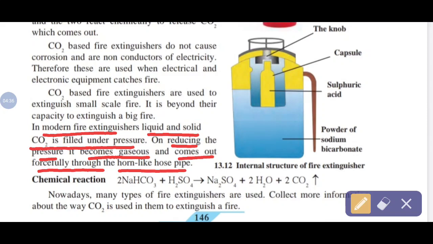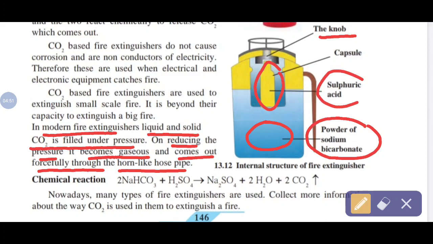So that is given. What is present? That is the powder of sodium bicarbonate at this place. If we press this knob, this glass capsule breaks and the sulfuric acid present in this glass capsule comes in contact with this sodium bicarbonate. All of you know how to write the reaction. Which reaction takes place here in the fire extinguisher? That is a very important point. 1 or 2 marks are asked for this chemical reaction, you write it in your exam.